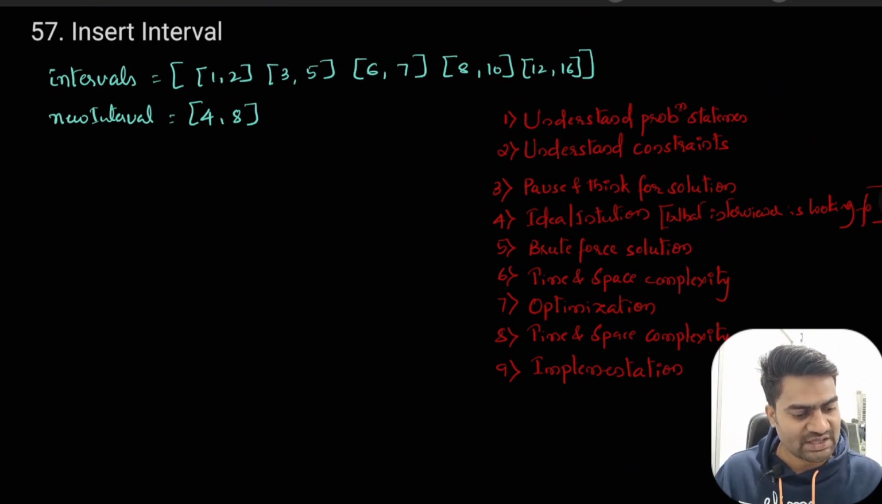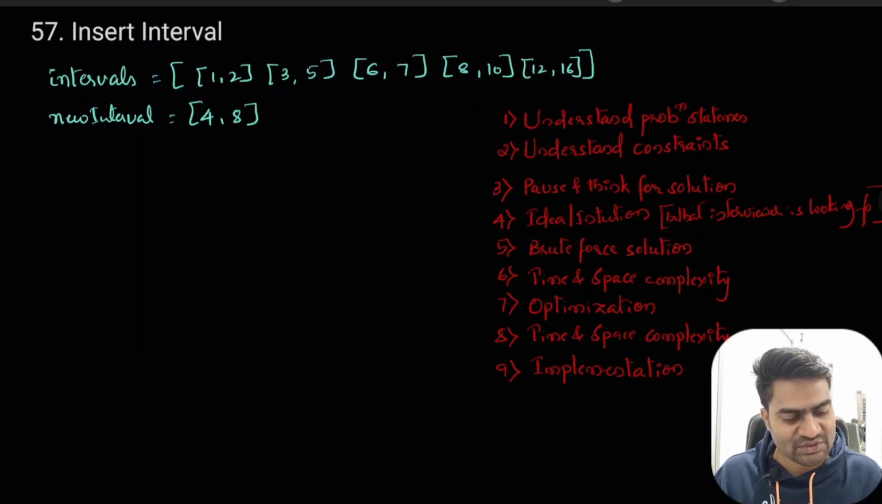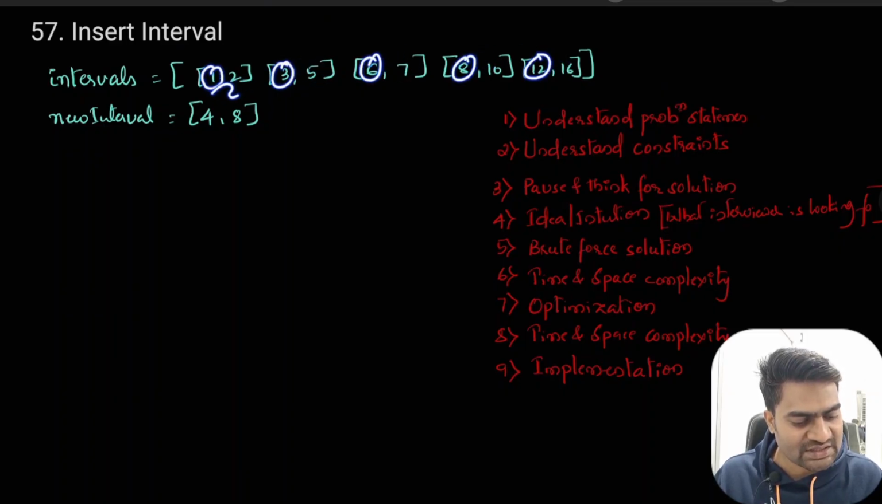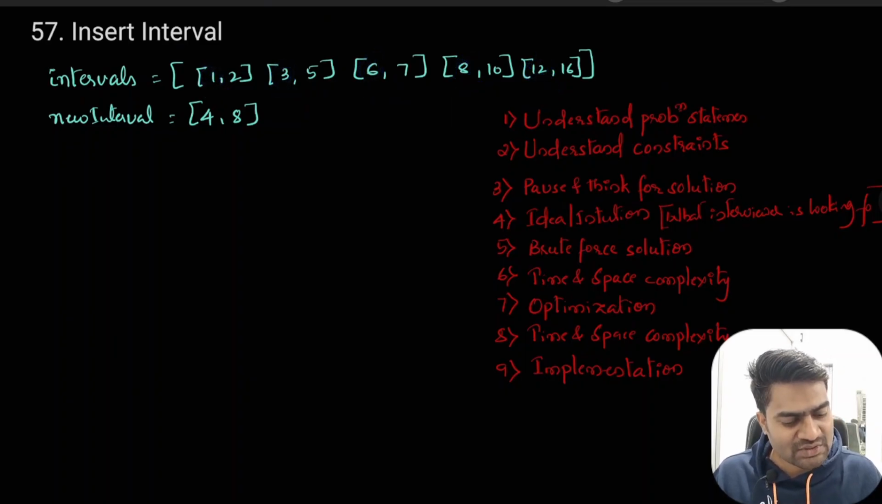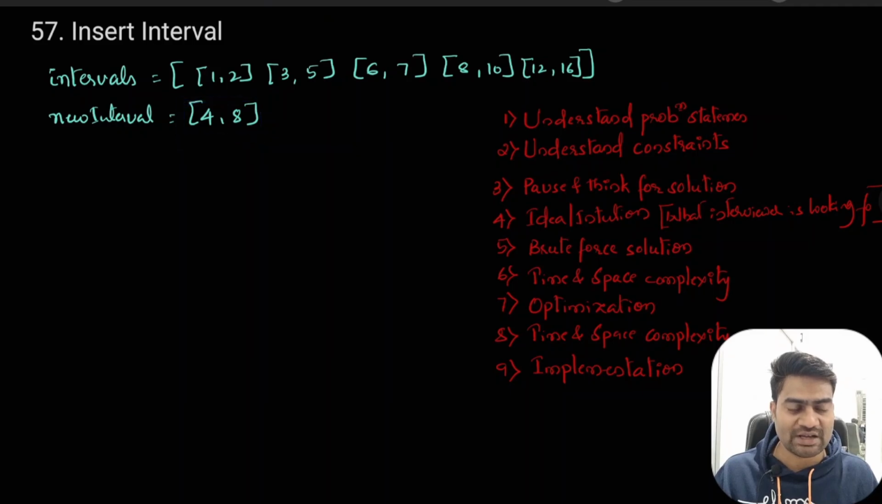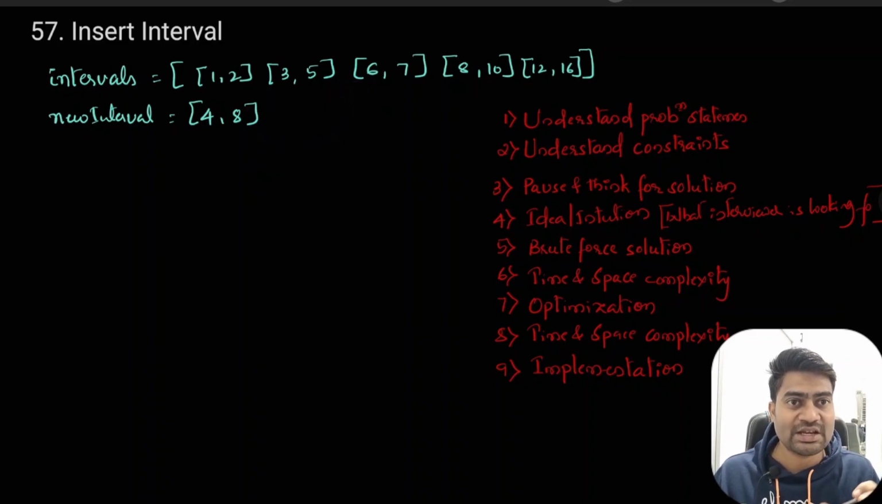Now if you see, they will give us the intervals array. This intervals array contains individual intervals, right? Now it is sorted by the start i value of the interval. So this is 1, 3, 6, 8, 12. So it is sorted in ascending order. Now they have also given this particular new interval. You need to insert this interval into your intervals array such that it is added in the right position, and if there are any overlapping intervals, then you need to merge them.